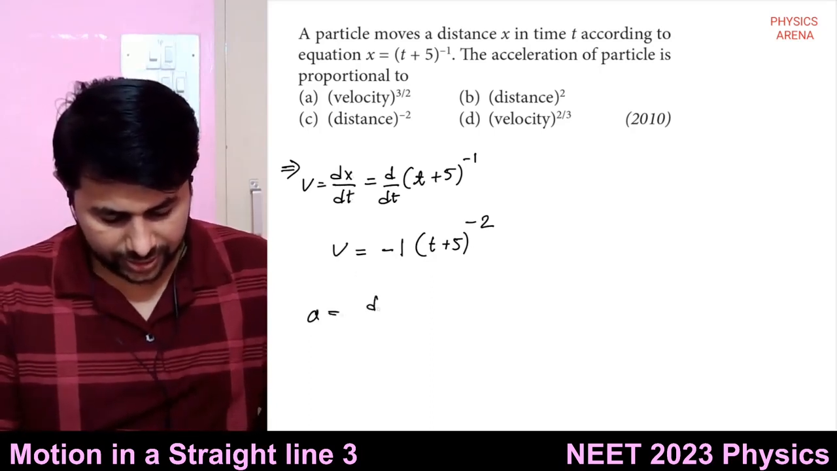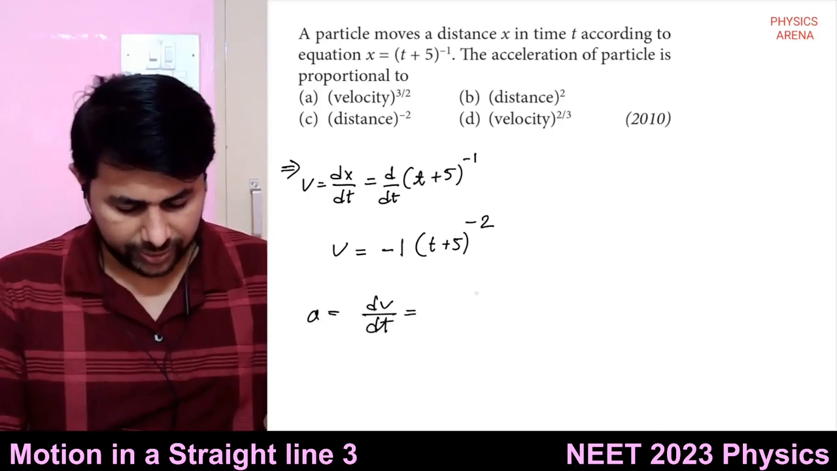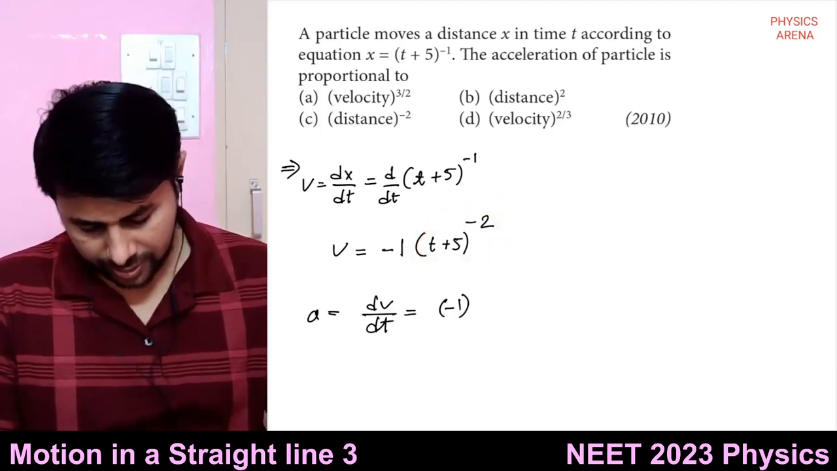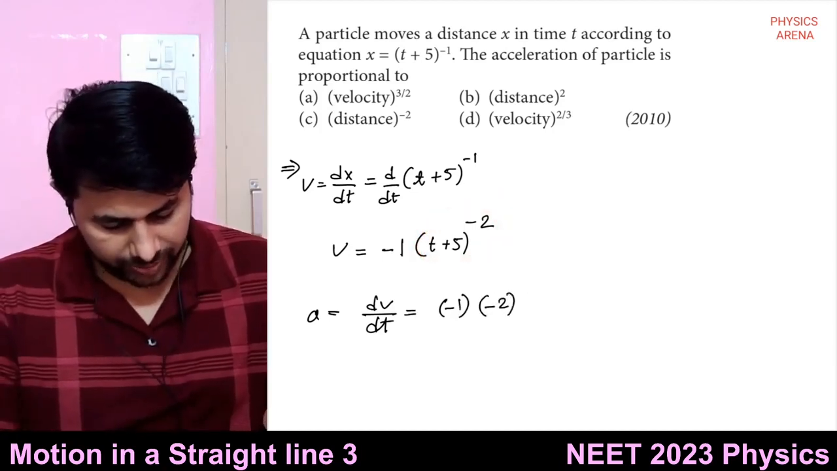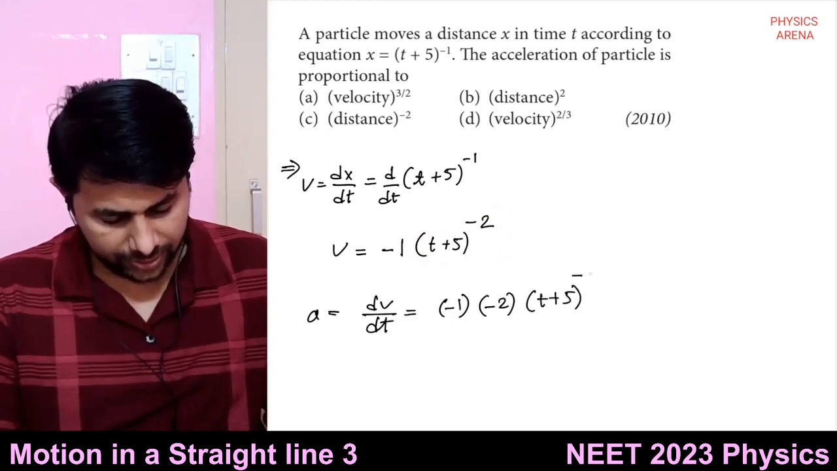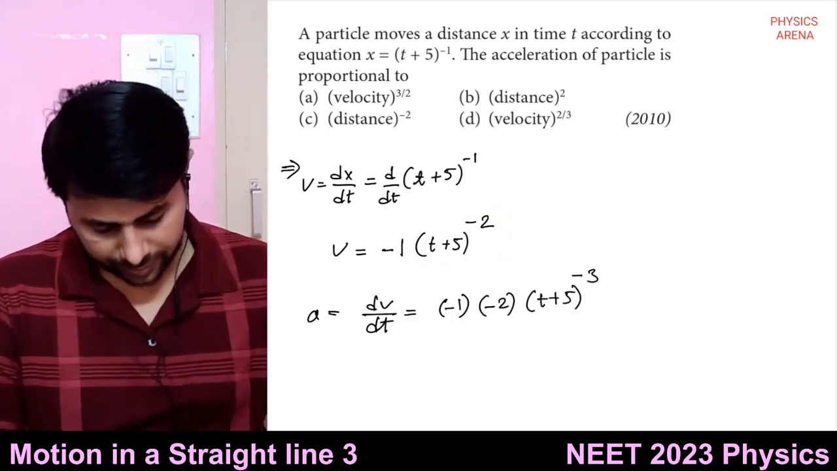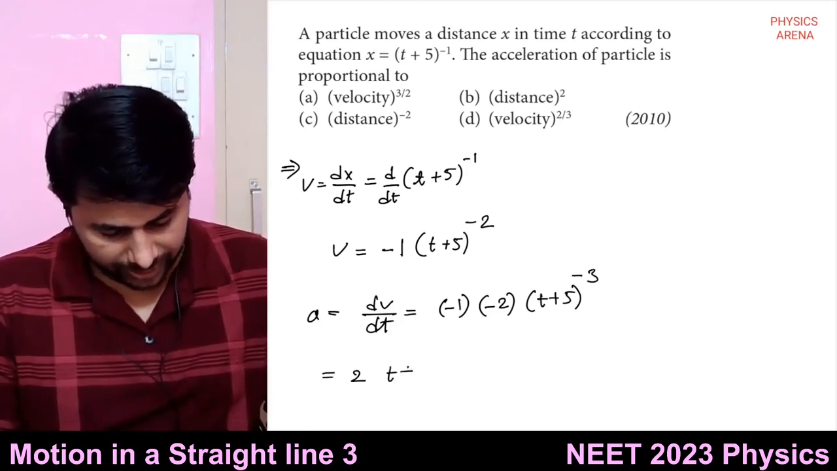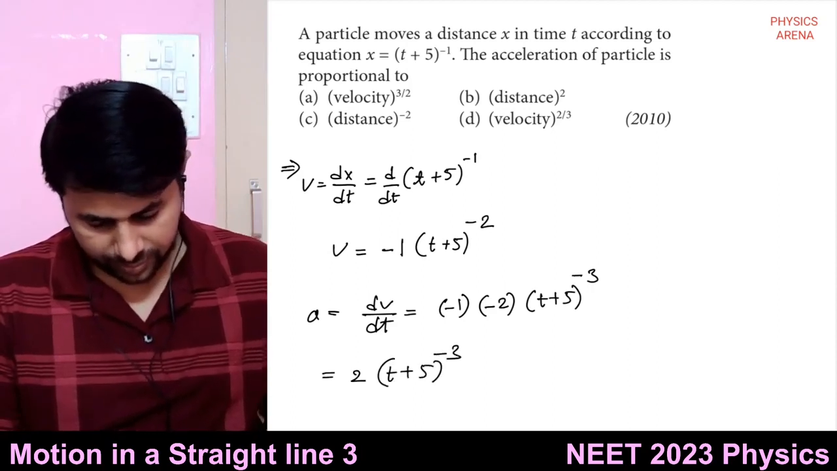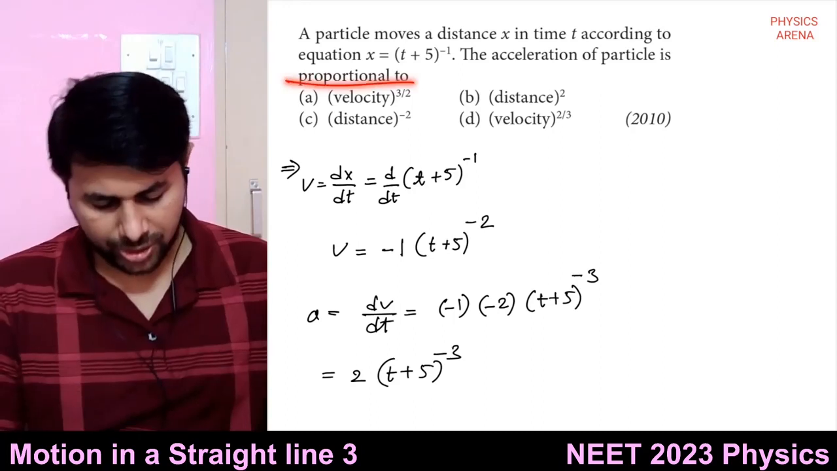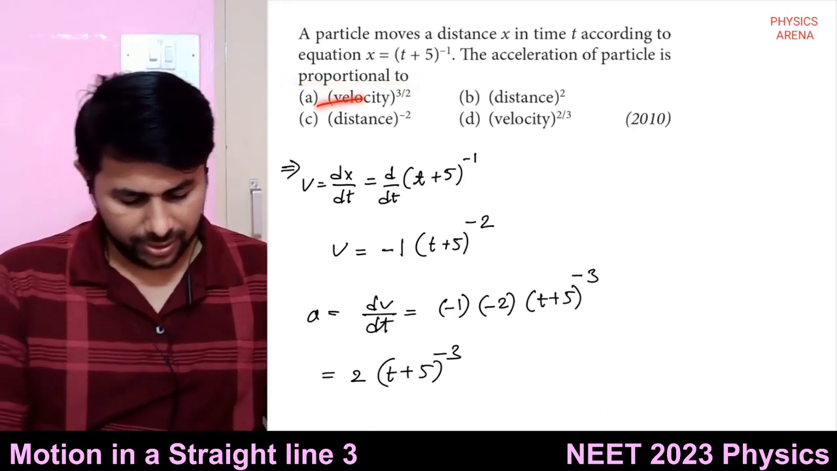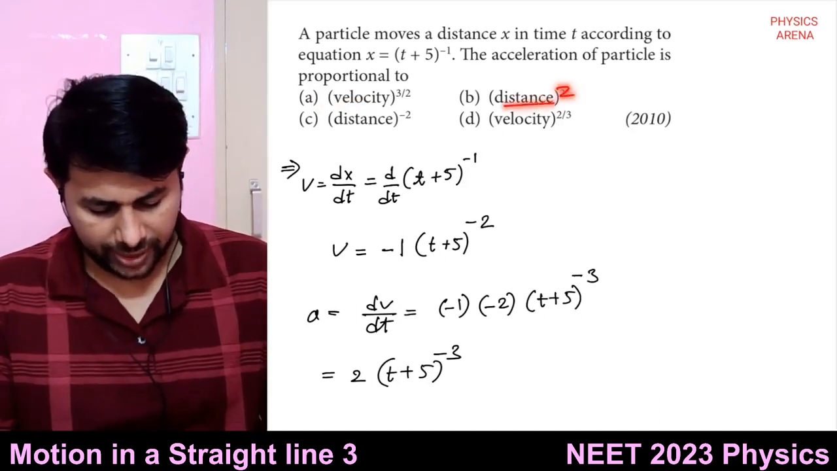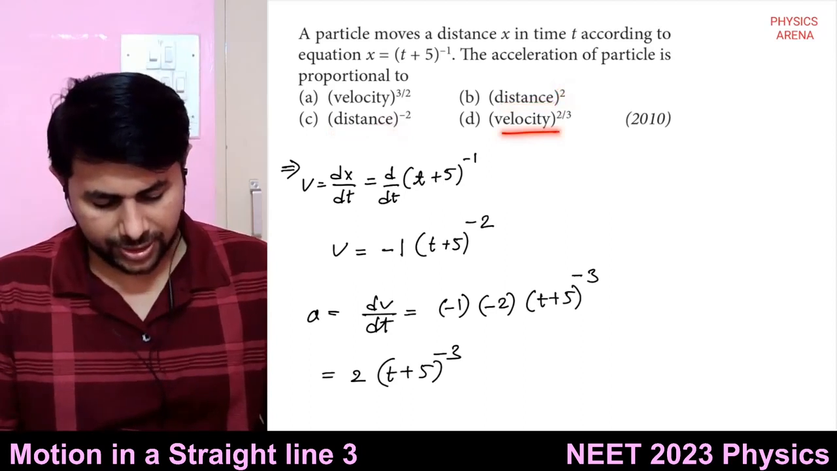So acceleration is dv by dt. So it is equal to, now this minus 1 is there and you have to take the derivative of this term. So it is minus 2 multiplied by t plus 5 raised to minus 3. Okay. So it is 2 times t plus 5 raised to minus 3. And the question is, the acceleration is proportional to which of these things? Is it velocity raised to 3 by 2, or distance square, or distance raised to minus 2, or velocity raised to 2 by 3?